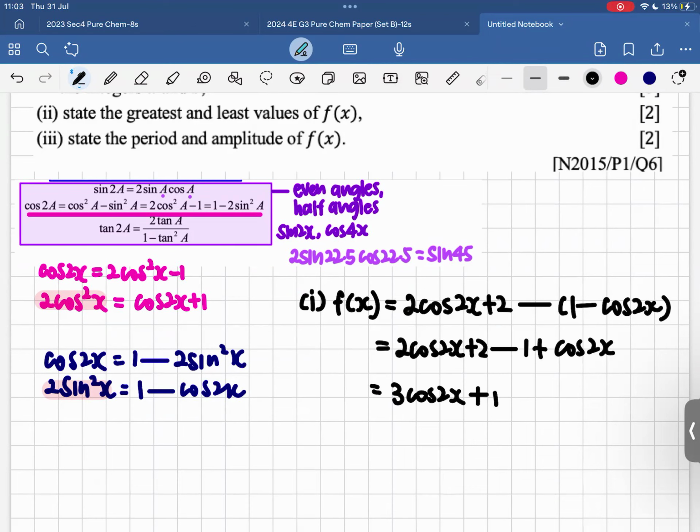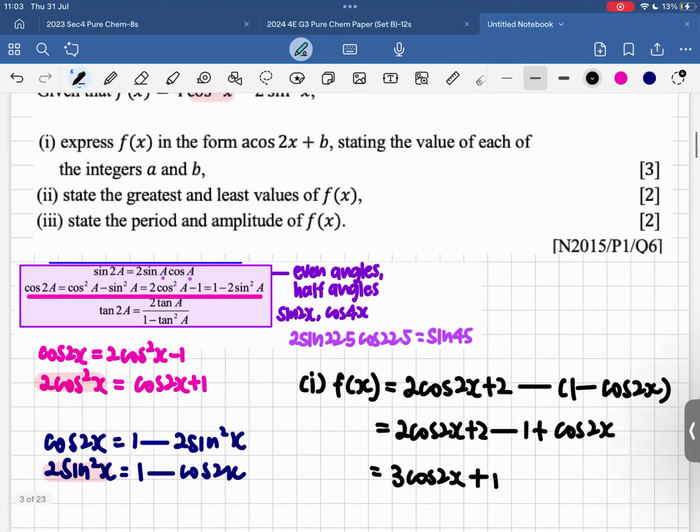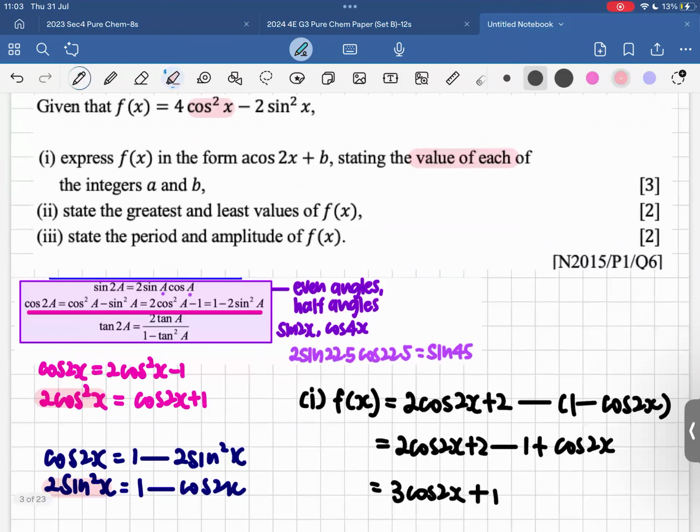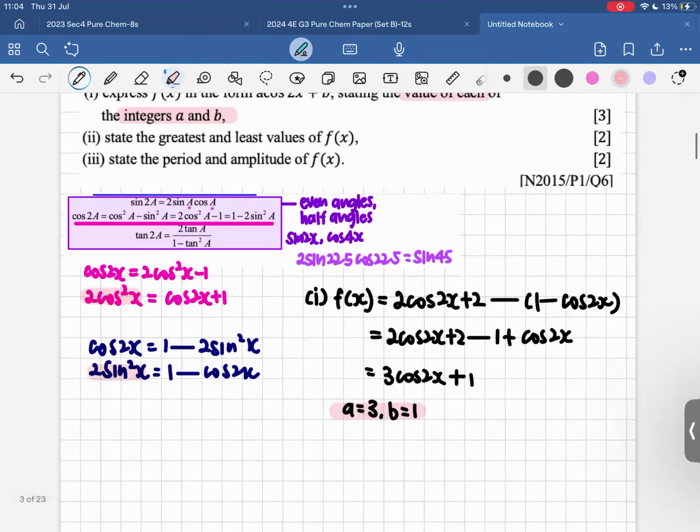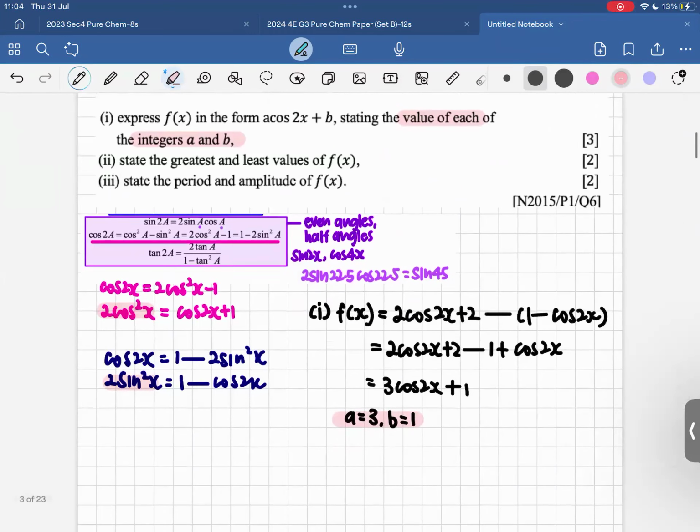Okay, so what I want you to do is go back to the question because I want you to make sure to answer what they want, because what they needed was to state the value. So I always recommend, even if they never ask you to state, you just state just in case you forget. So in this case, A equals 3 and B equals 1. This is my answer from here. Okay, so we made it very nicely like this now.